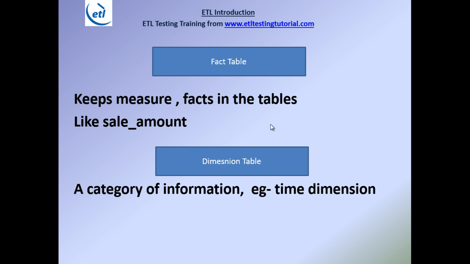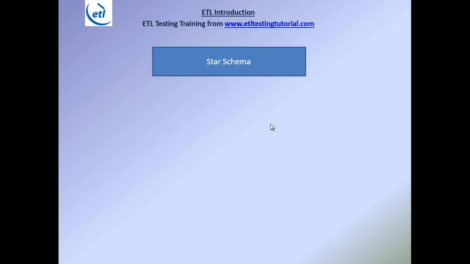Now I have the fact table and dimension table. I have to structure my data in the data warehouse in a way that I can query. For that, we have a concept called Star Schema and Snowflake Schema. I'll tell you what Star Schema is first.